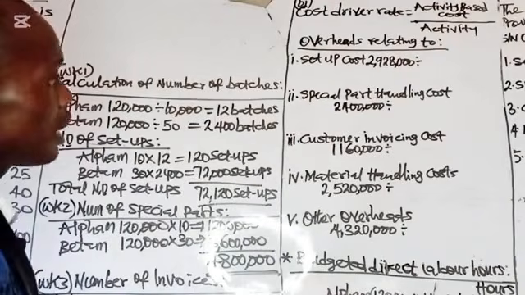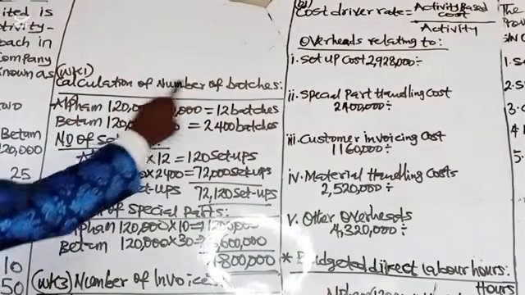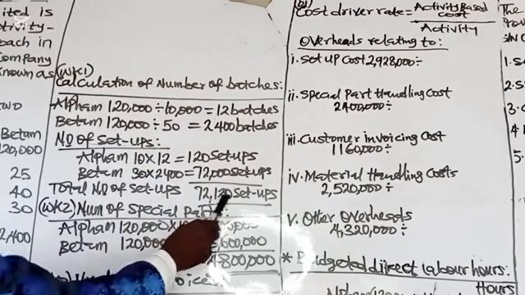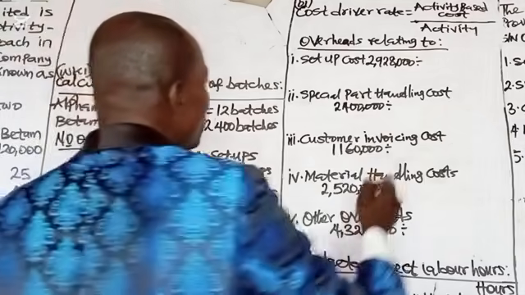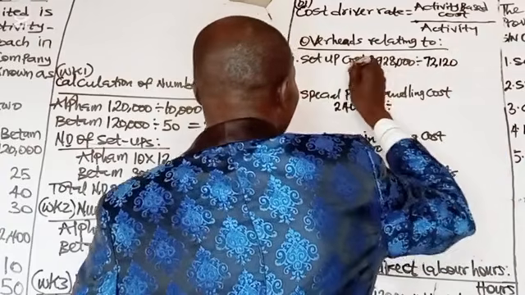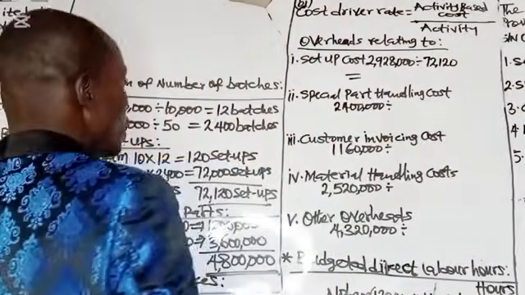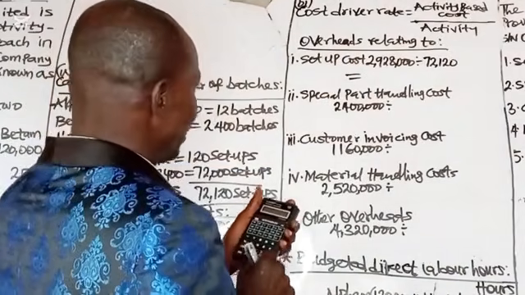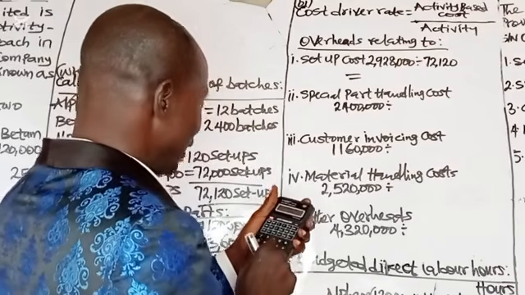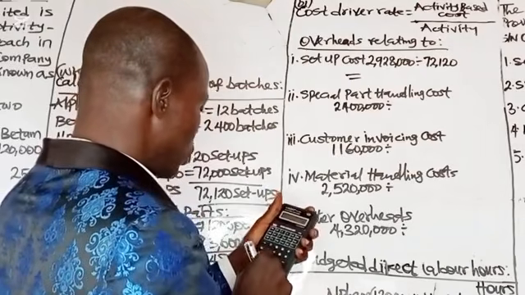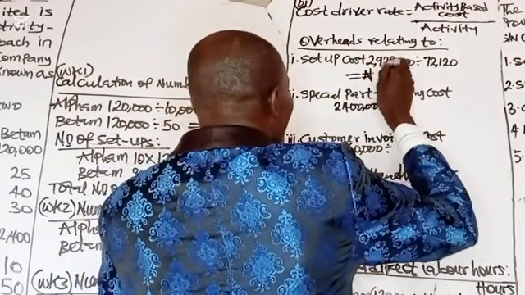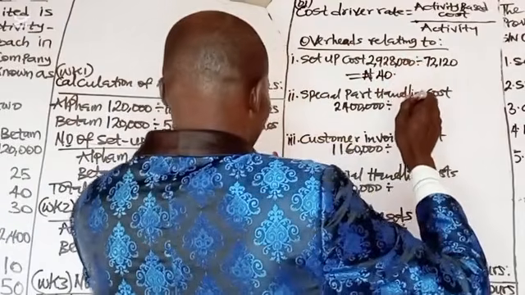Number 1 is setup cost, and the cost driver is the number of setups. For the calculation, this is the number of batches, and this is the number of setups. The number of setups is 72,120. So 2,928,000 divided by 72,120 gives us 40.60 per setup.